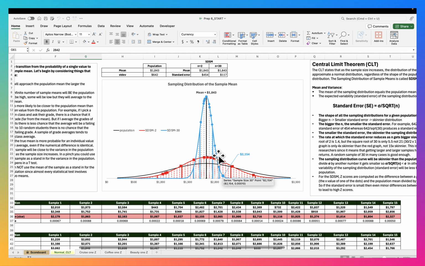And you can see that the blue dots are clustered closer to the center. So what's the center? The center is the mean of the population, which is the black line. So the blue dots cluster closer to the population mean than the red dots do. And this turns out to be enormously important. So in other words, as your sample size increases, the mean of the samples gets closer to the population mean.